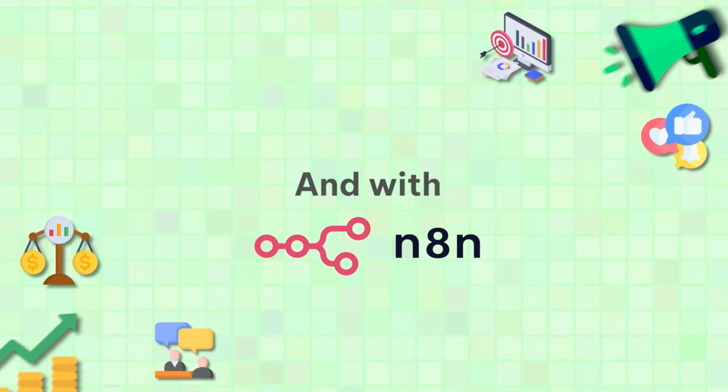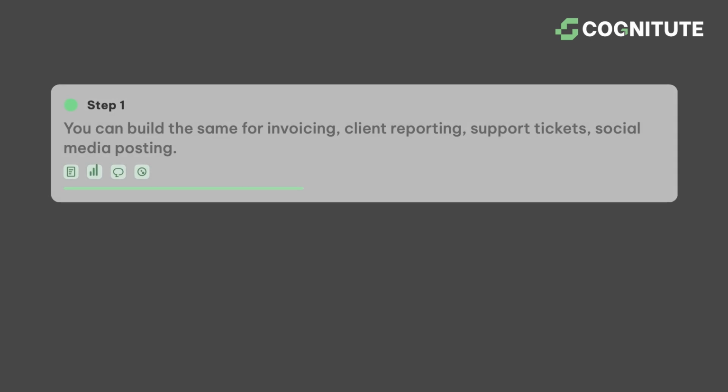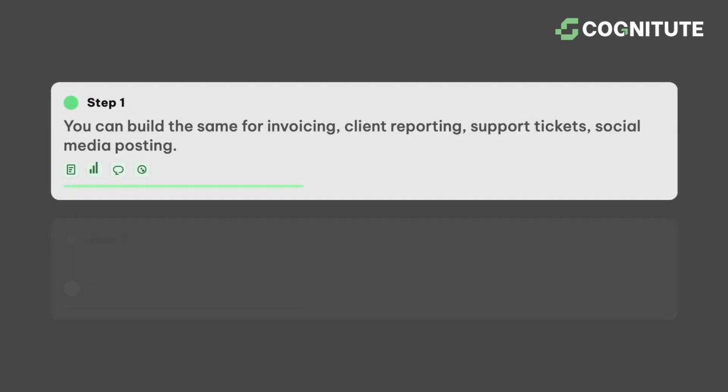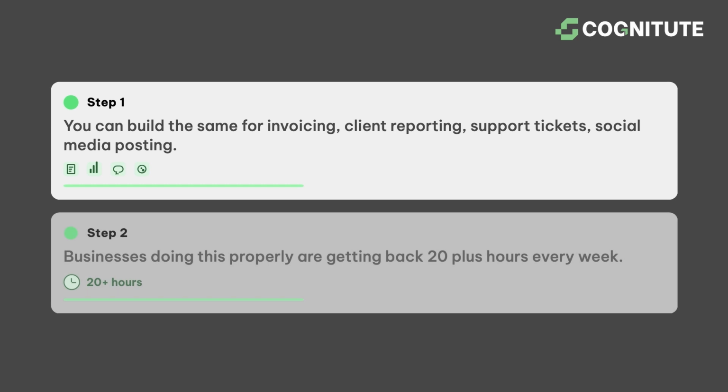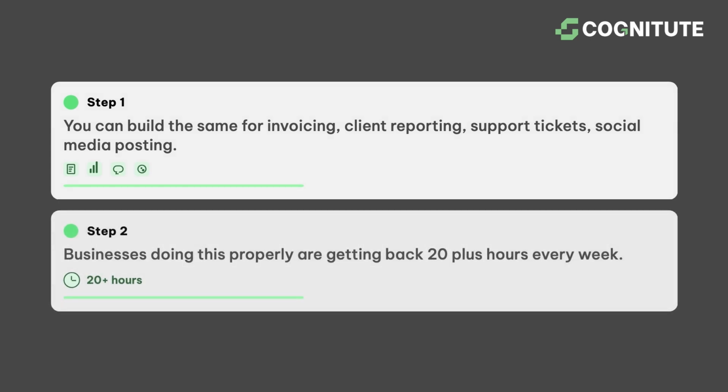And with n8n, the form is submitted and within 3 seconds the CRM is updated, the email is sent, the task is created, the Slack message is fired. Nobody touched it. And that is just one workflow. You can build the same for invoicing, client reporting, support tickets, social media posting. Businesses doing this properly are getting back 20-plus hours every week. This is real time going back to real work.